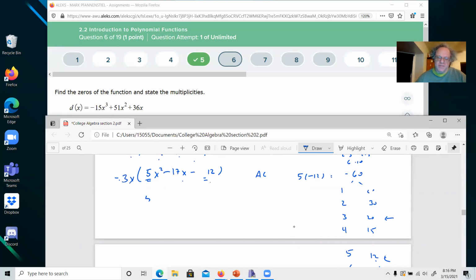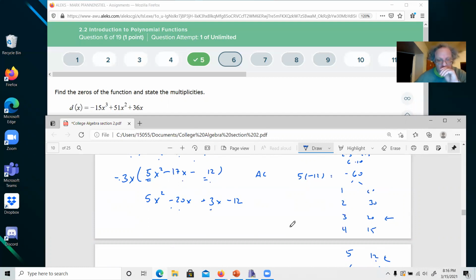Okay, so we have 5x squared. How about we do minus 20x plus 3x minus 12? All we're doing is replacing 17 with 20 and 3. Minus 20 plus 3 adds up to that.